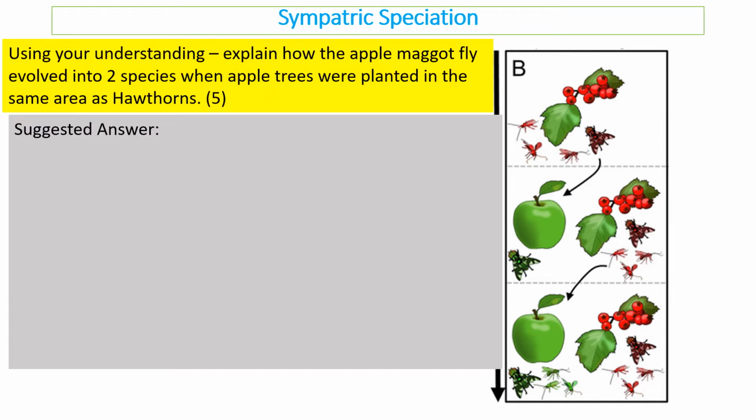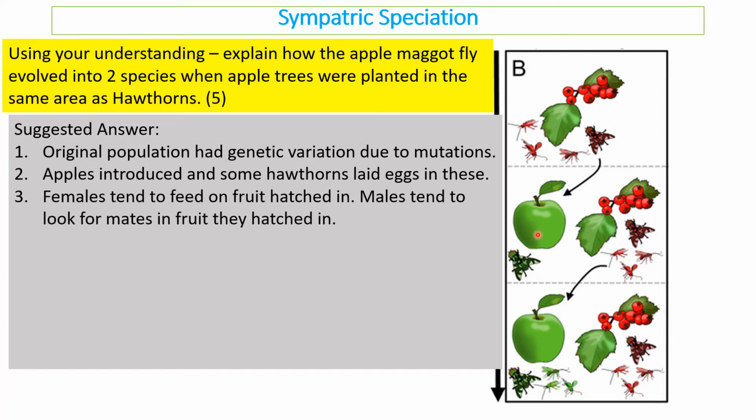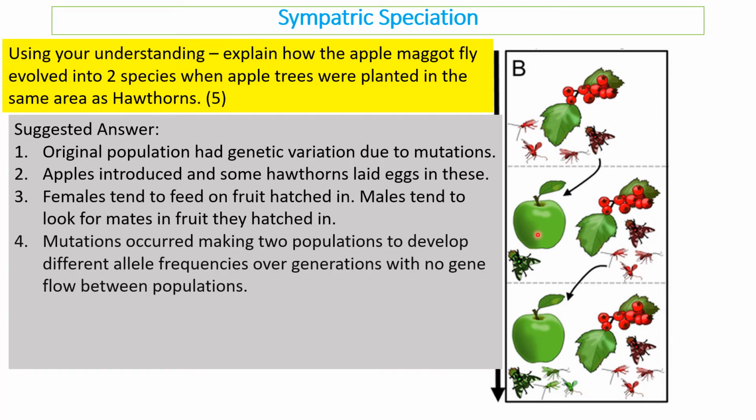Well, you can start off by saying originally there was this one food source, and there was mutation causing genetic variation between these individuals that lived in the same area. So in the population there was genetic variation. Apples were then introduced, and some flies preferred to lay their eggs in those apples, and they looked for mates that hatched in the fruit that they hatched in. Mutations then occurred, so the allele frequencies changed over time. Basically the ones that were born in the apples reproduced in the apples, so they ended up reproducing in the same group, and the ones that were born in the hawthorns tended to reproduce in the hawthorns, so they looked to reproduce in different areas.